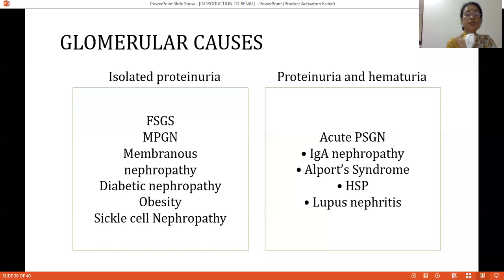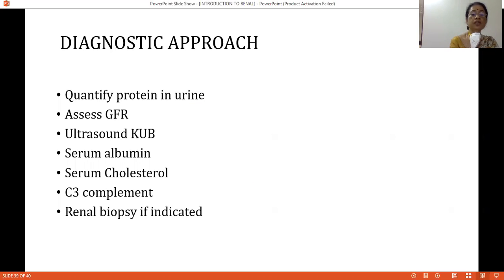Then glomerular causes of isolated proteinuria: focal segmental glomerulosclerosis, membranoproliferative glomerulonephritis, diabetic nephropathy, obesity, sickle cell nephropathy. Then proteinuria and hematuria both you will get in acute post-streptococcal glomerulonephritis, IgA nephropathy, Alport disease, Henoch-Schonlein purpura, and lupus nephritis. Then diagnostic approach: always quantify the protein, how much it is, 1 plus, 2 plus, 3 plus, 4 plus, serum GFR, ultrasound KUB, serum albumin, serum cholesterol, C3 component, renal biopsy if it is indicated.